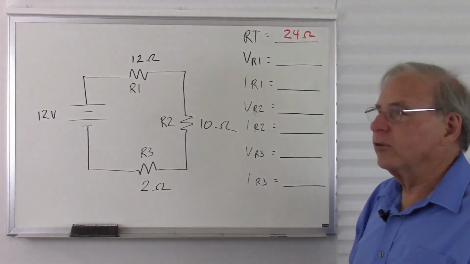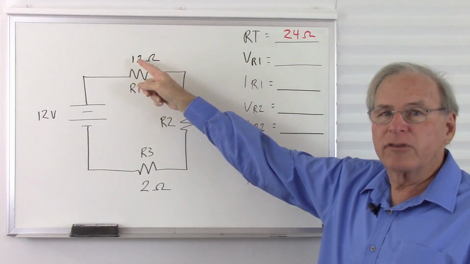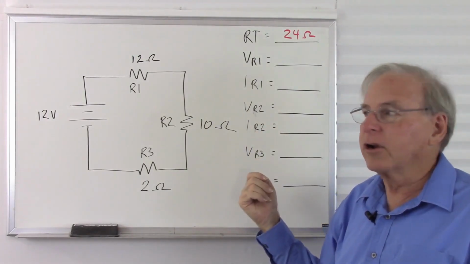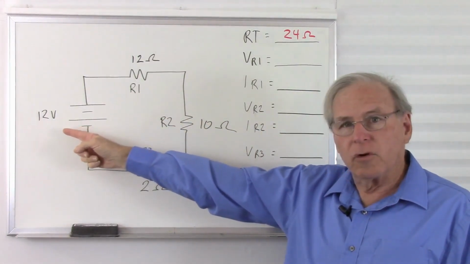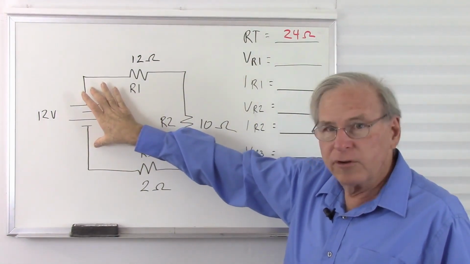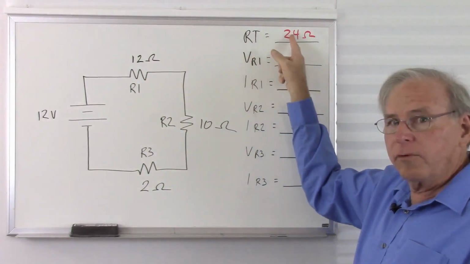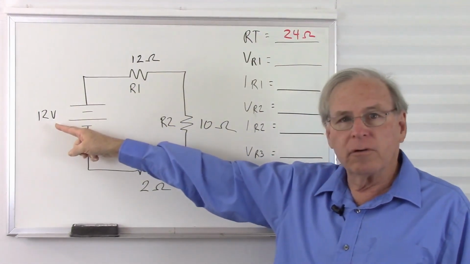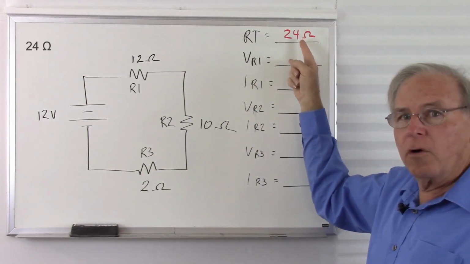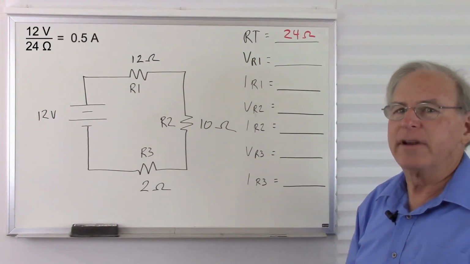Now we need to calculate the voltage across R1. If you don't know your voltage, you multiply. So we multiply our resistance times our current to get the voltage. Well, we don't know the current yet. How can we calculate the current? Well, we know the total voltage and we know the total resistance. If I have so much voltage and so much resistance, I will have so much current. So if I take my total resistance and divide it into my total voltage, that will give me my current. So let's do that. 24 ohms divided into 12 volts gives us 1/2 of an amp of current.